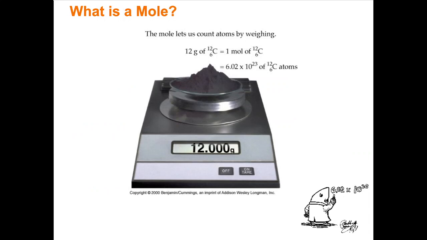So here we have essentially that the mole lets us count atoms by weighing. So 12 grams of carbon-6 is equal to 1 mole of carbon-6, and it's equal to 6.02 times 10 to the 23rd carbon atoms. So it allows us to weigh things out and know how many moles that is. So if you're in the lab and you're doing a calculation, you say, okay, I want to use 12 grams of carbon. How much oxygen do I need to react with this? Something like that. So it allows us just to use mass as a way of counting.